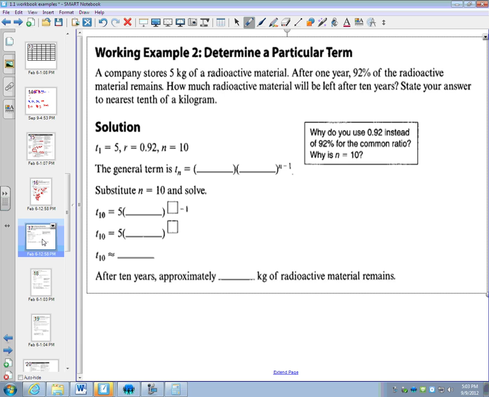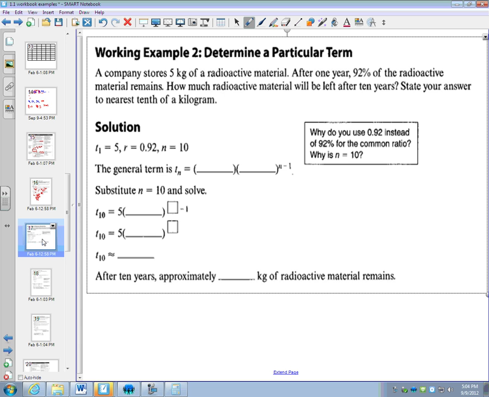Determine a particular term. A company stores 5 kilograms of a radioactive material. After 1 year, 92% of it remains. How much radioactive material will be left after 10 years? State your answer to the nearest tenth. We see radioactivity in chemistry and also in physics. 92% is left, and then the next year 92% of that, then 92% of that. So it's like a geometric series.